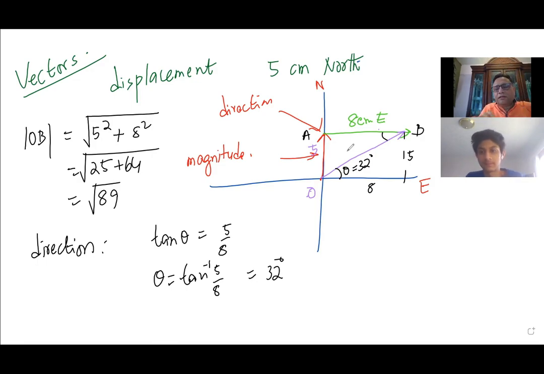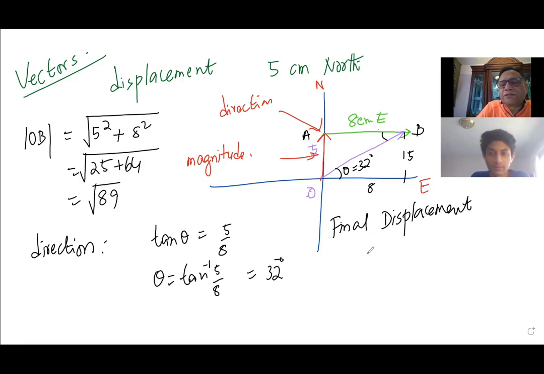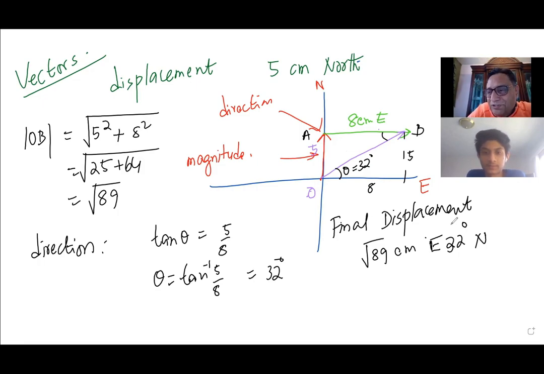Now this angle we know, and the final displacement is square root of 89 units, centimeters. In which direction? East 32 north, right? Very good. So from east, 32 degrees north. This is one way of saying the direction. Now we could also give this angle from north itself. So how many degrees from north?